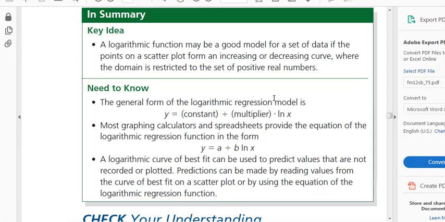The general form of the log regression model, okay, again, we'll find out if that's exactly what our calculator does or not. It may have the constant at the other end here, but we'll see. A log curve of best fit can be used to predict values that are not recorded or plotted. That's just the same as we've used curves of best fit before. So let's do an example. We'll plot an example into our calculator, maybe one from each, and we'll go from there.